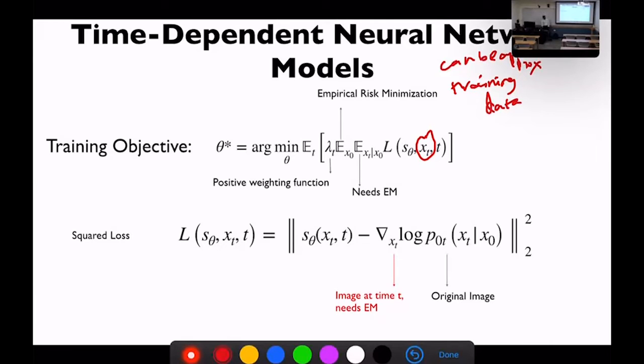P0t is the density at initial, that's a typo. X0 is the initial, original image. P0t is the density at positive 8.